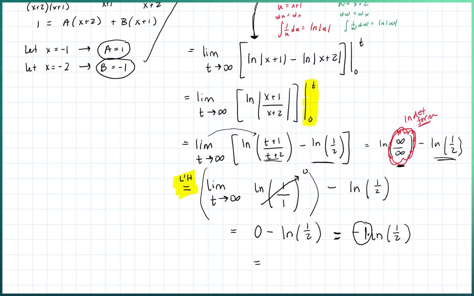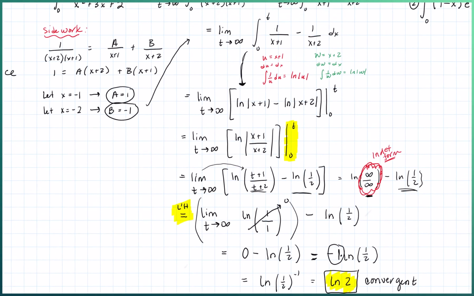That -1 can come up as a power, and this is 1/2 to the negative first power, which is 2 over 1. So this is natural log of 2. And that is the value of my integral. It is a finite value, so that means that this integral is convergent.